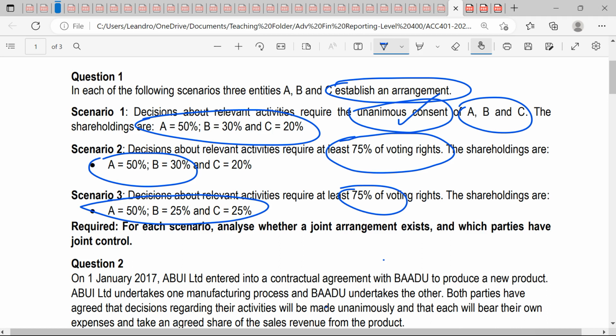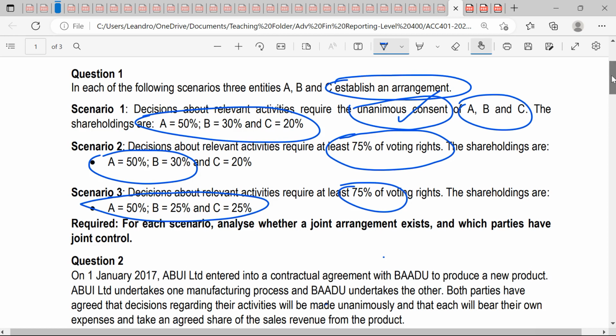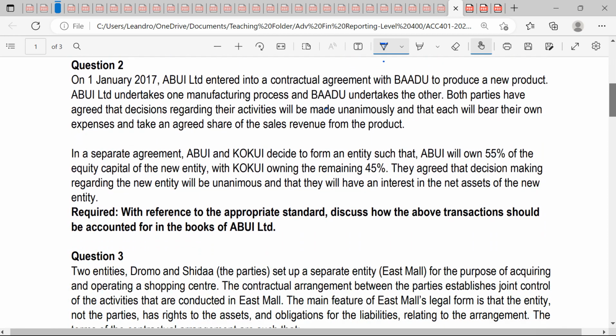So in scenario three, it is inconclusive. We cannot conclude on the parties with joint control, because it can be A and B or A and C. So the question is who? And because we can't answer that question clearly, for scenario three we cannot conclude on the parties that have joint control. So that's how you answer a question such as this.